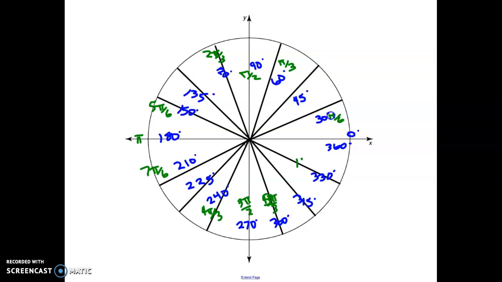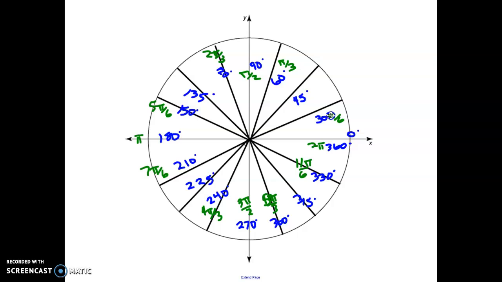Then we go to 11 pi over 6, and we go back up to 12 pi over 6, which remember is 2 pi. So again, pi is at 180, 2 pi is at 360, and then we're filling in between.